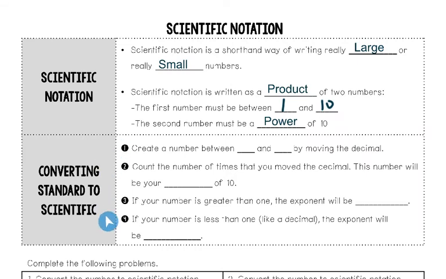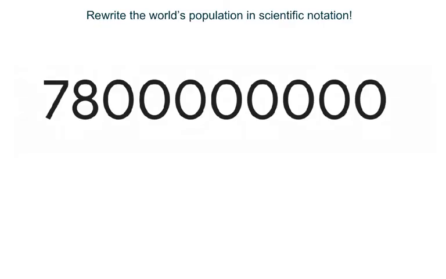So these 4 steps here, there's only 4 steps and you can use these at any time. The first step is to create a number between 1 and 10 by moving the decimal. So step 1 is to find the decimal. I know that this is a whole number and all whole numbers have an imaginary decimal at the end of the whole number.